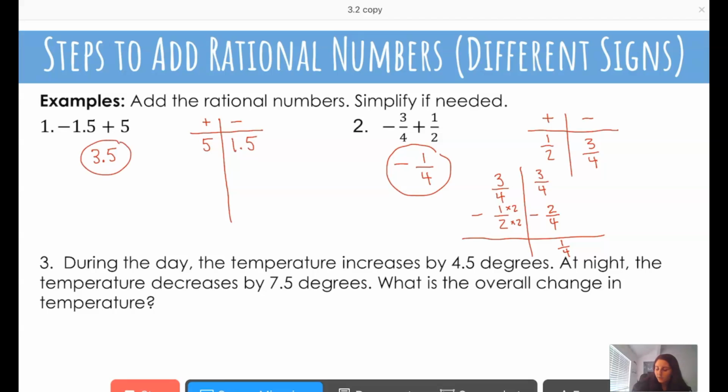All right, the signs were different. My larger number was the negative, so my answer is negative, and then I just subtracted.